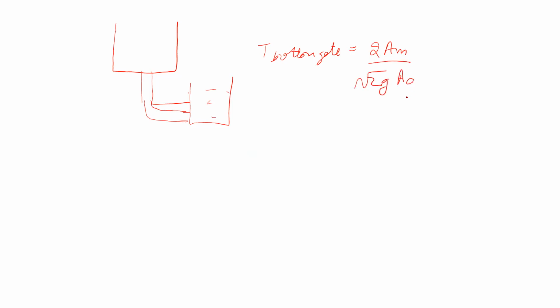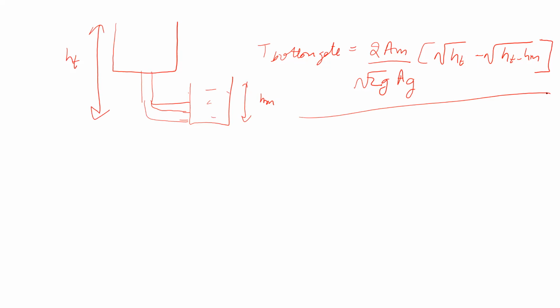Root 2g into area of gate, under root Ht minus under root of Ht minus Hm. Hm is the height of mold. So this is the height of mold. And what is Ht? Ht will be this total. So this is the bottom gating. You can directly write this formula. And all the terminologies I have already explained. If any doubt in how to use this formula, you can tell me.